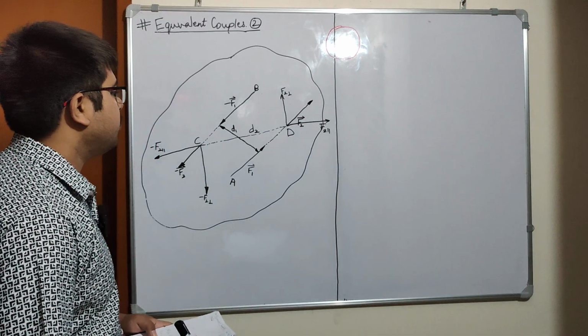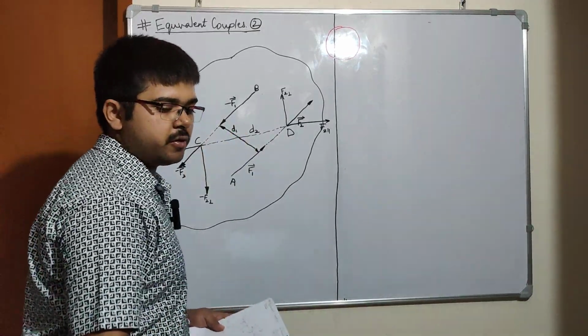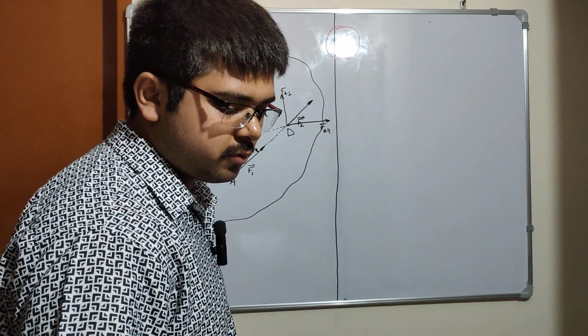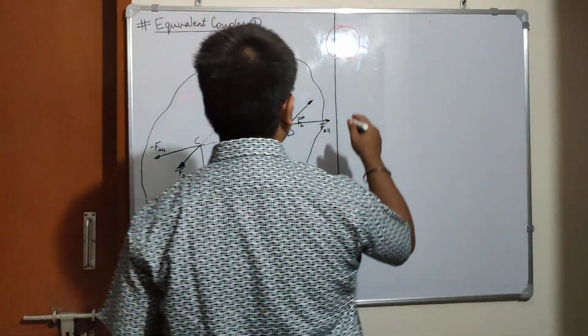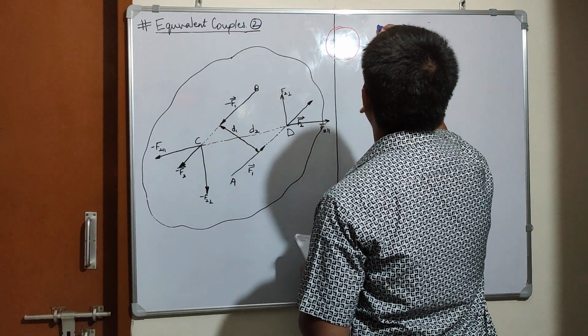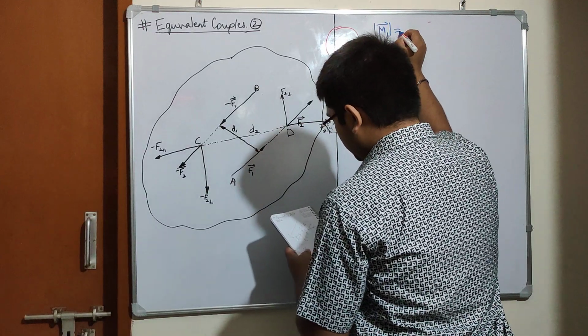Now for the moment of F1 vector and minus F1 vector, what will be the moment caused by that? That will be equal to moment 1 vector, magnitude equals D1 F1.